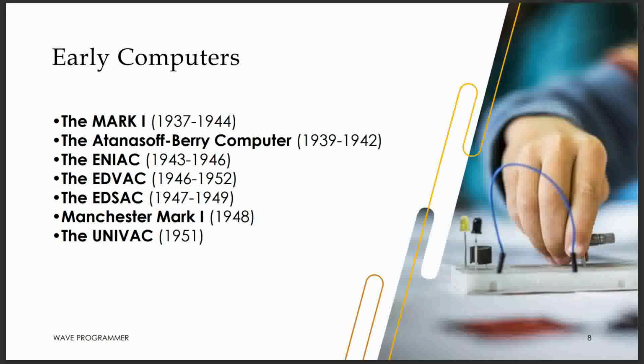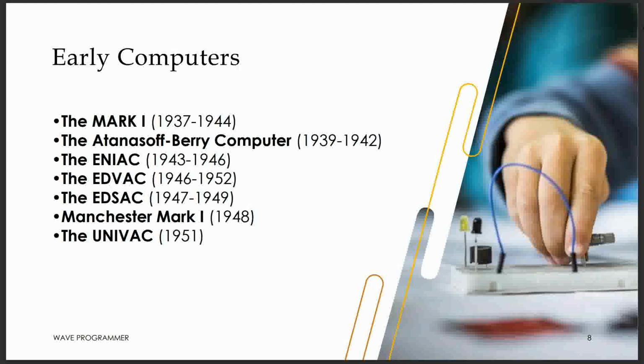Significant early computers include the Mark I, developed between 1937 and 1944, the Harvard Mark computer from 1939 to 1942, the ENIAC, created between 1943 and 1946, the EDVAC, built from 1946 to 1952, the EDSAC, developed from 1947 to 49, the Manchester Mark I in 1948, and the UNIVAC, which appeared in 1951.